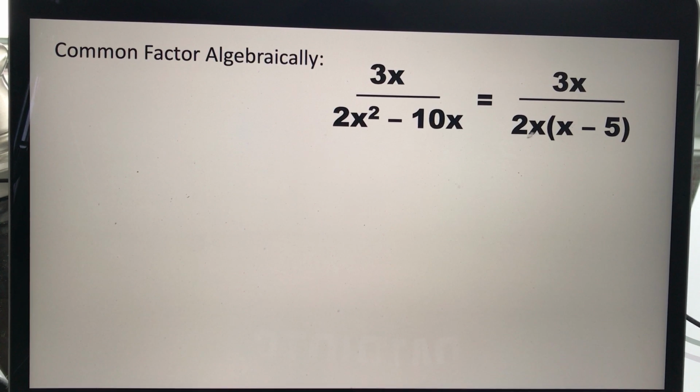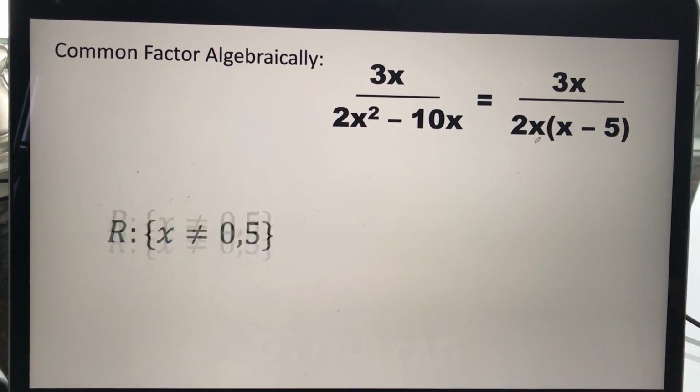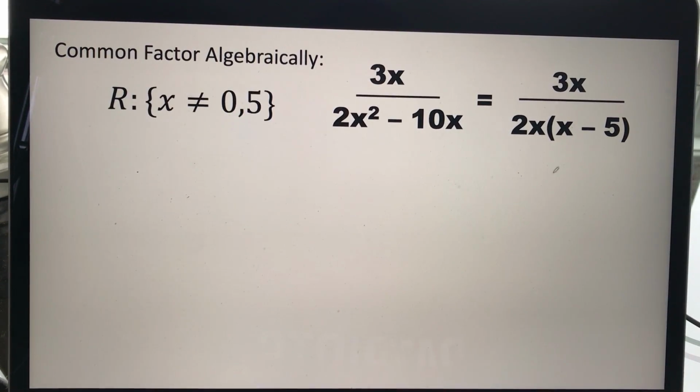So I take a common factor of 2x out, and now I say, okay, my restriction. I take a look at the bottom, I have this bracket x minus 5, and I have this 2x. What can x not be equal to? It's okay to factor first before you do your restrictions, because by factoring, I haven't crossed anything out yet. It's all there. So x can't equal 0, because if I put a 0 in here, 2 times 0 would be 0.